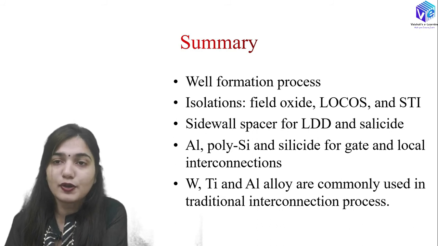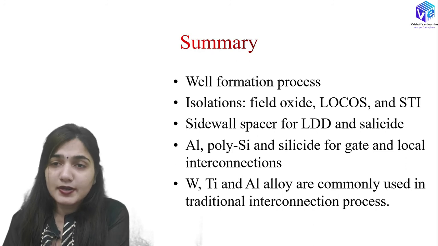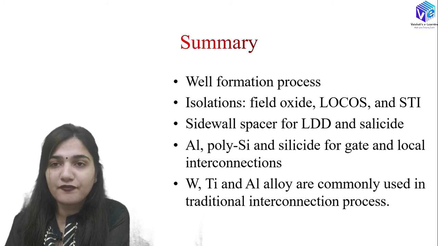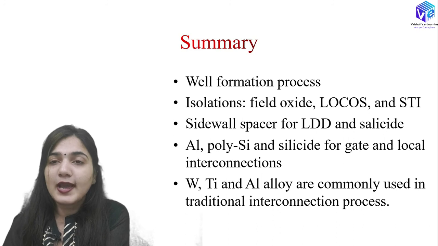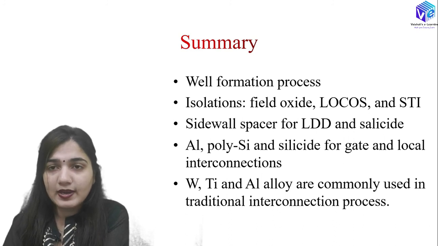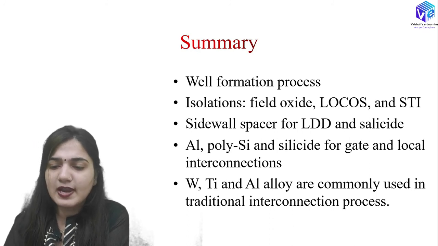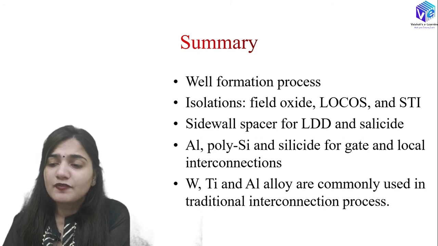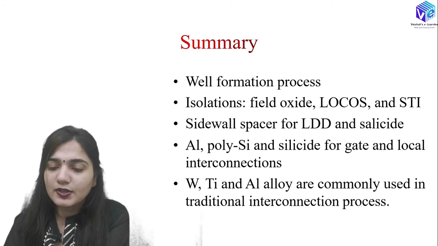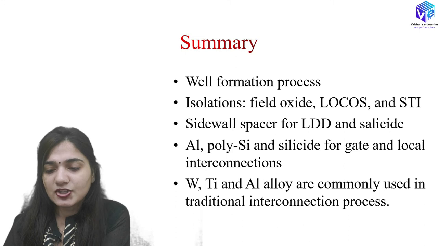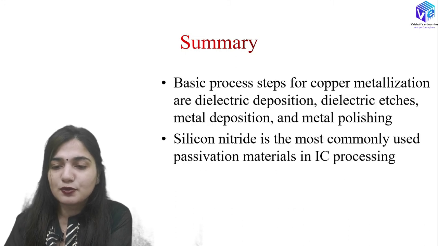We have understood a lot of things in the process integration unit. We understood how we can do the well formation, right? How we can form the isolations with the help of field oxide, with the help of local oxidation of silicon, and with the help of the shallow trench isolation. We can form the sidewall spacer for lightly doped drain and for the salicide as well. How the sidewall spacer was helping me, this also we discussed. Now we talked about the aluminium and the polysilicon and the silicide for gate and the local interconnection. After that we talked about the tungsten, titanium and aluminium alloy, which are commonly used in the traditional interconnection processes, right? So I hope you understood all of them.